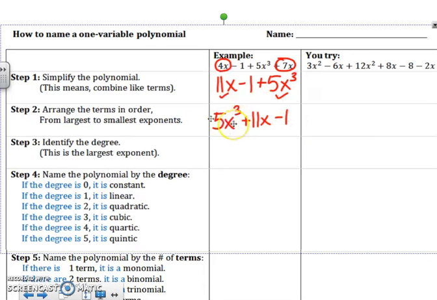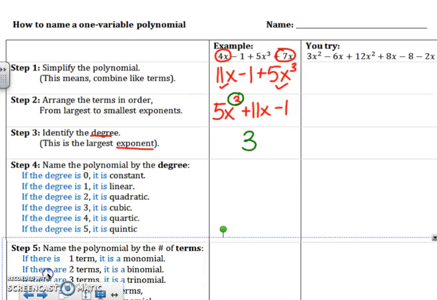Okay, so I've got this in order now. Now I need to identify the degree, and the degree is the exponent, okay? So here is my largest exponent, so the degree is a 3. Okay, so now I need to name it based on that degree.